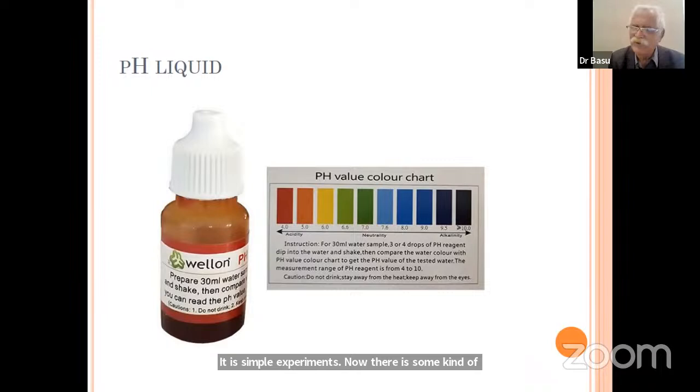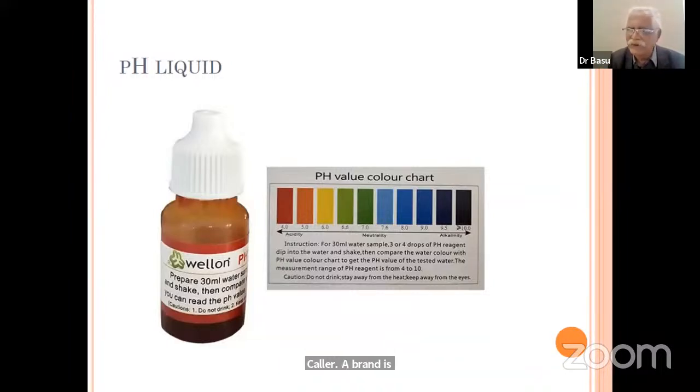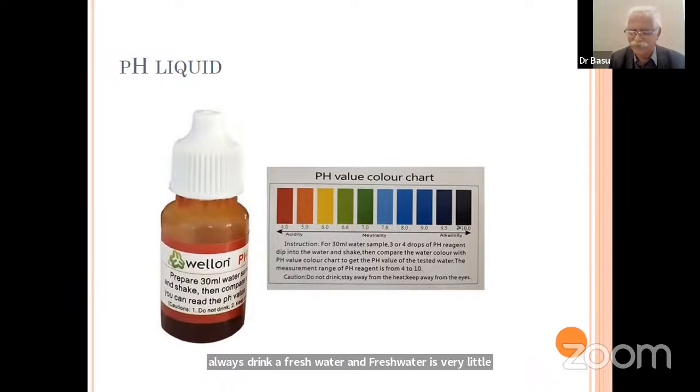Now, there is some kind of liquid that is also sold. You take one drop of the liquid into a glass of water, and there is a kind of color band. You can see the color and you will tell whether it is acidic or alkali. Simple thing. You don't have to pay much money or effort. You will decide. Acidic water will burn you, and alkali water will give you a lot of salts which you cannot drink. You cannot drink the water from the sea. Sea water has a lot of alkalinity. You always drink fresh water, and fresh water is very limited in this world. So we cannot waste fresh water either.